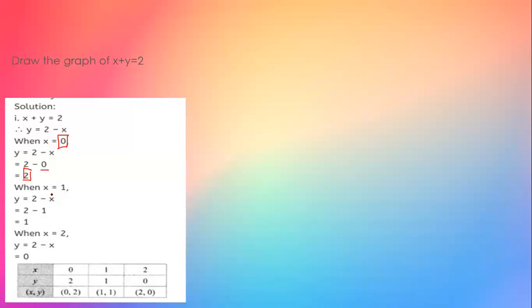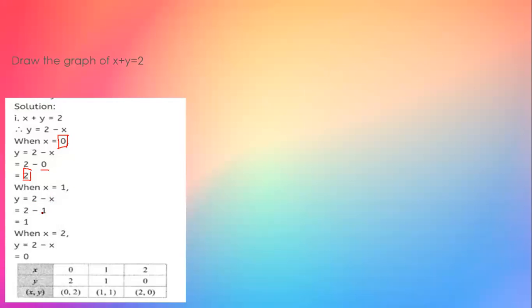Now let us assume some other value for x, when x is equal to 1. So we are assuming the value of x as 1. So y is equal to 2 minus x. Now in this, where is x? There we will substitute the value as 1. So 2 copy as it is, minus also as it is, and in place of x, I am writing here 1.